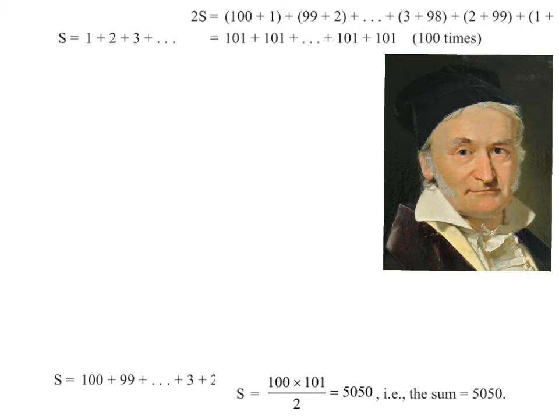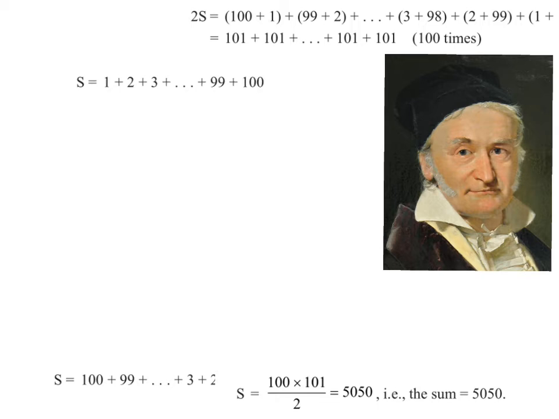This is Carl Friedrich Gauss, the mathematician. When he was 10 years old, he was asked to find the sum of the first 100 numbers. The sum of the first 100 numbers. And within a few seconds, he came up with the answer as 5050. People were surprised. They asked him, how did you do that? And he explained the way he did it.